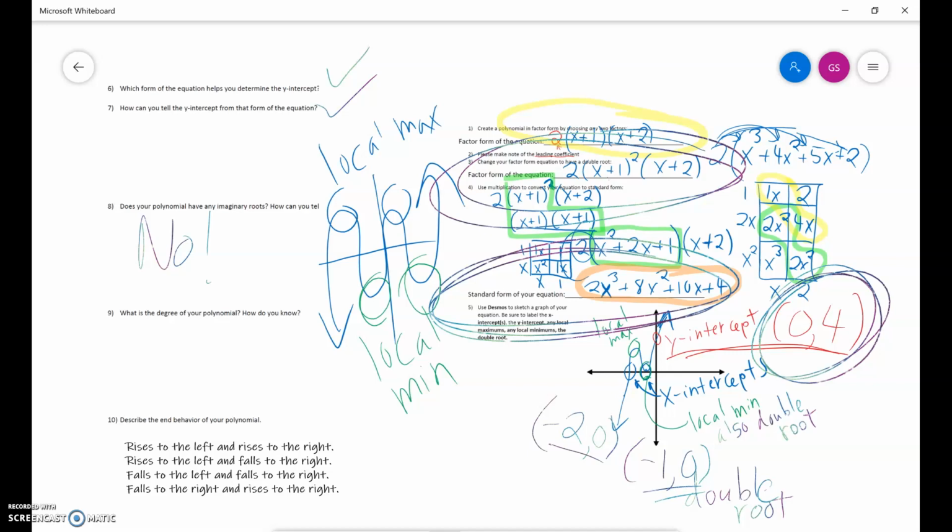The degree of my polynomial, you've got to go look that up. If you don't know how to figure out the degree of a polynomial, Google how do you know the degree of a polynomial, and you'll have to learn how to do that. And then describe the end behavior of your polynomial. Again, I'm not going to give you the answer, but I'm going to give you 4 choices. It's one of these 4. Go back and look at the notes for that unit on end behavior, or you could do a Google search of end behavior, but probably the notes would be better.